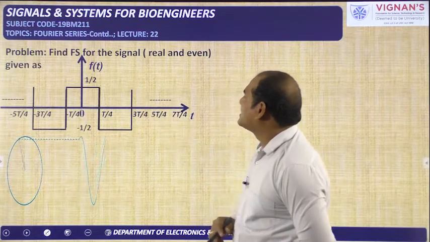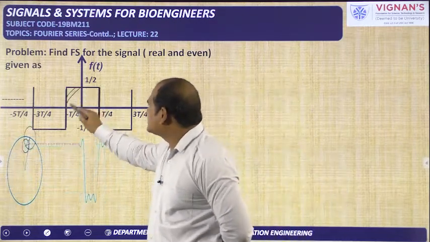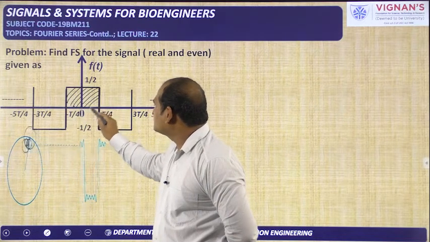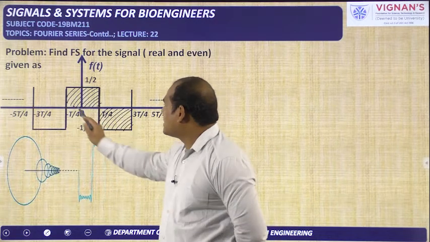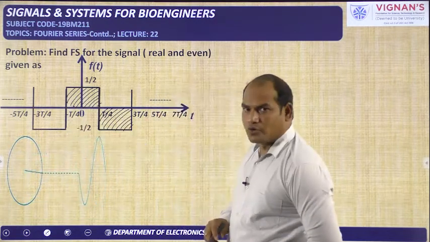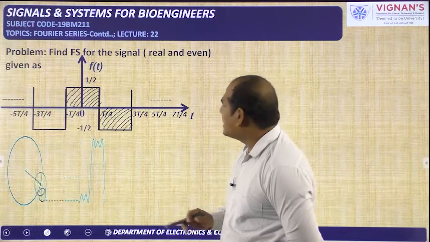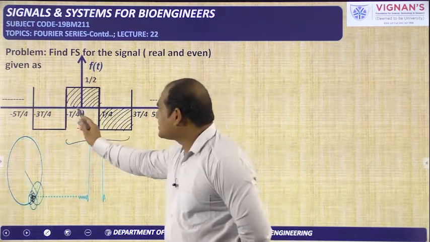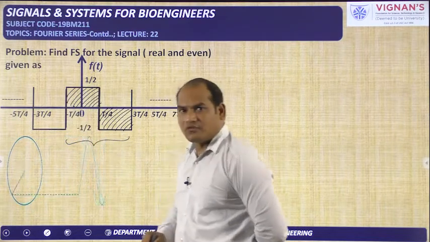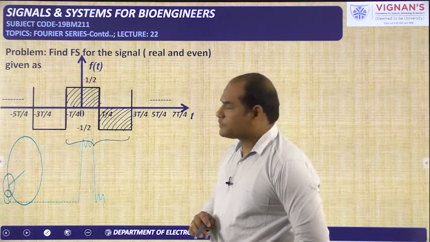By observing this signal, we can tell that it is a periodic signal, and the cycles are repeating. Minus T by 4 to 3T by 4 is the time period for this one. So from here to here, 3T by 4 minus of minus T by 4, that is 4T by 4. That means capital T is the time period for this signal.